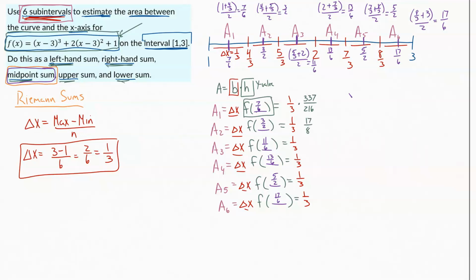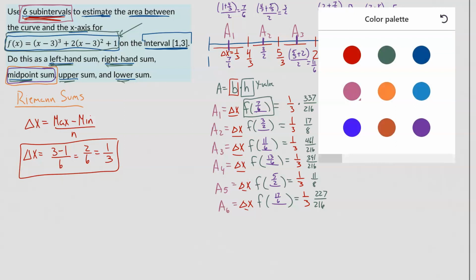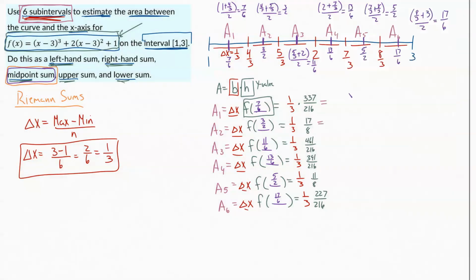Plugging 11/6 into that original equation would get you 461/216. Plugging 13/6 into that equation would get you 391/216. And then plugging 5/2 into that equation would get you 11/8. And then plugging finally 17/6 into that original equation would get you 227/216. From here, we now go get the final values. Again, more calculations, not a hard process, just a long process, right?